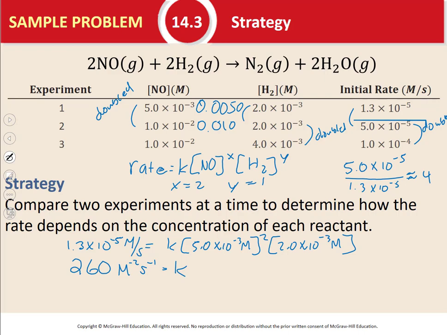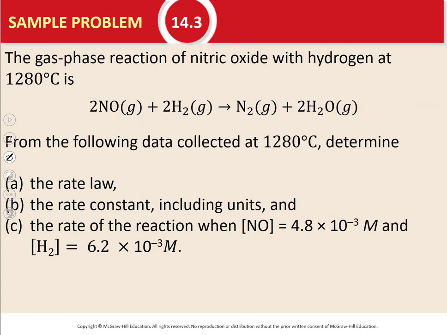So last one, C, asks us to determine what is the rate of the reaction at these following concentrations. So now that we have our complete rate law, let's write it out. Rate is equal to, we now know K is 260 molar to the negative 2 seconds to the negative 1, times the concentration of the nitrogen monoxide, we know is a second order, and the concentration of hydrogen we know is a first order. So there's our new rate law. Find what the rate is at these two new concentrations, which means just plug in those concentrations.